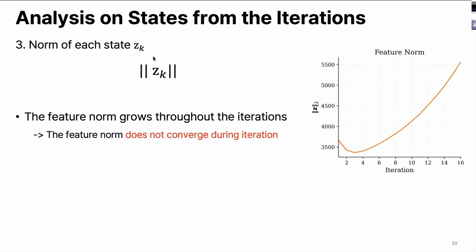Third, they measure the feature norm, they just compute the norm of each hidden state. And interestingly, the norm does not decrease or converge to a fixed point. It grows throughout the iterations. This means that the hidden state does not converge to a fixed value in Euclidean space.